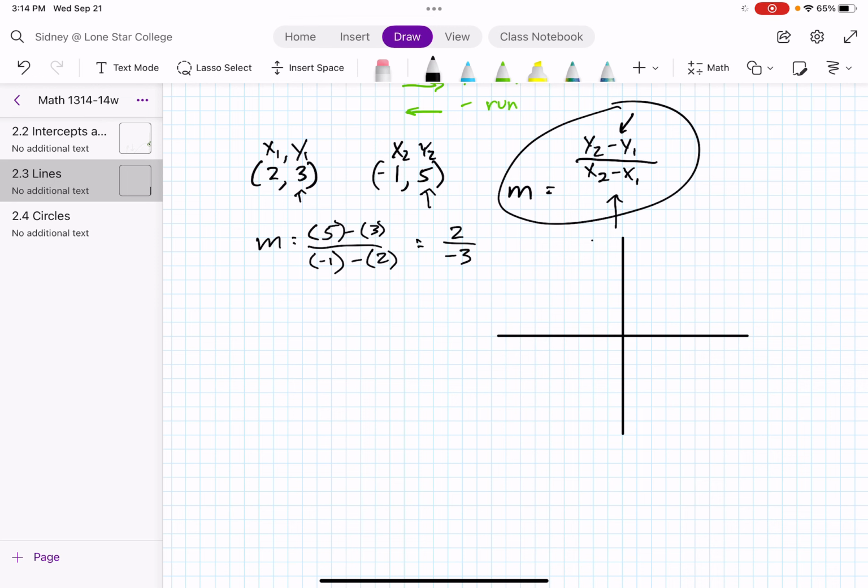But I have the points (-1, 5), so -1, 1, 2, 3, 4, 5, 5 right there, and (2, 3), 1, let's get that back. This thing keeps switching over to eraser. 1, 2, 1, 2, 3. I'm trying. There we go.